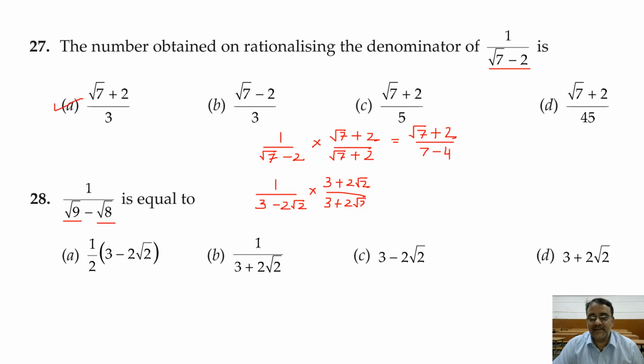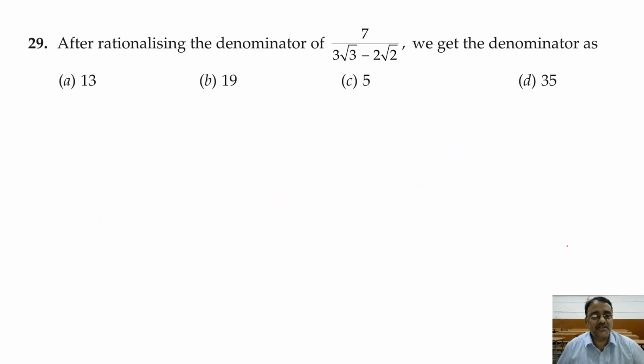Now the denominator will become in the form of a plus b into a minus b. So what we are going to get? A square minus b square. So what is 3 square? 9. And what is 2 root 2 square? 8. So 9 minus 8 is 1. So finally we'll get 3 plus 2 root 2. So which option is the correct one? Option D, right. So now we are moving toward question number 29.